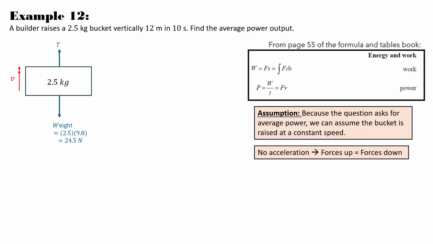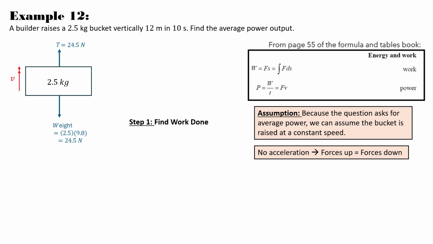Now, because we're assuming there's no acceleration, that it's constant speed, we can say that the tension must equal the weight. That's an important idea to get us moving in the right direction. Remember, we're trying to find the average power output. Power is work per unit time, and because we don't know what that V is, we're going to use the formula work per unit time, because they did give us the time.